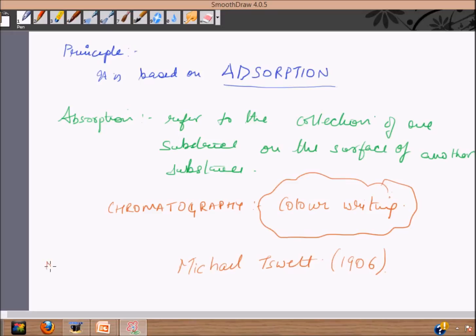Let's write: separating substances form colored rings. We call it a chromatogram, right? These days chromatography is applied to colored as well as to colorless substances for analysis.